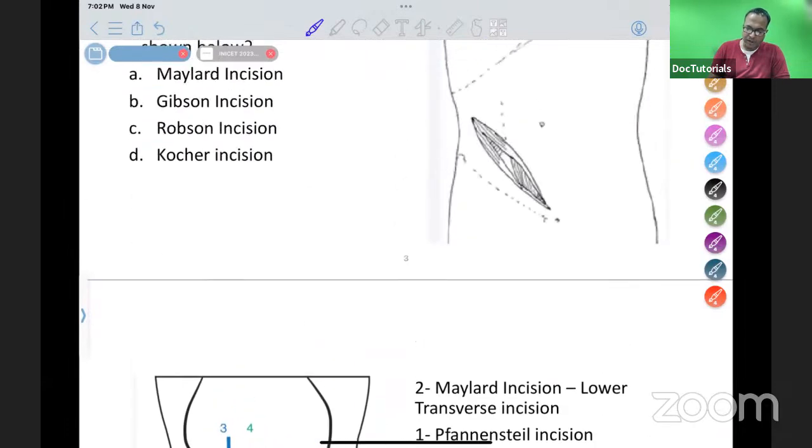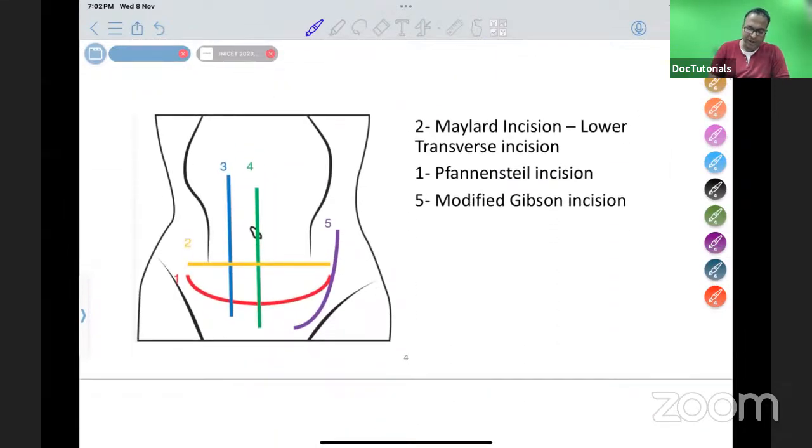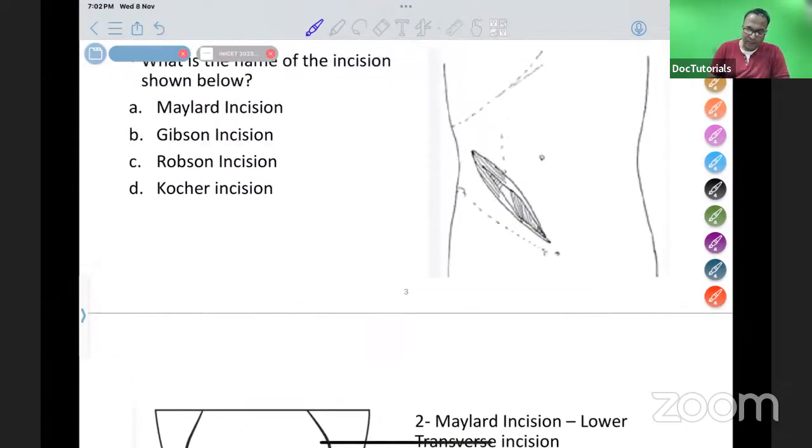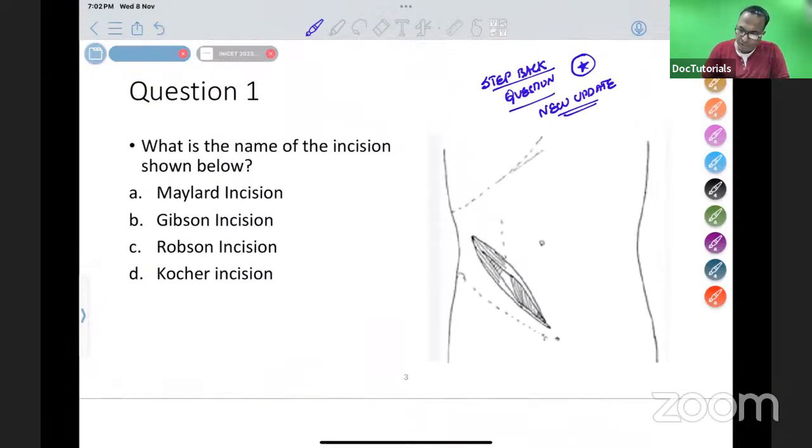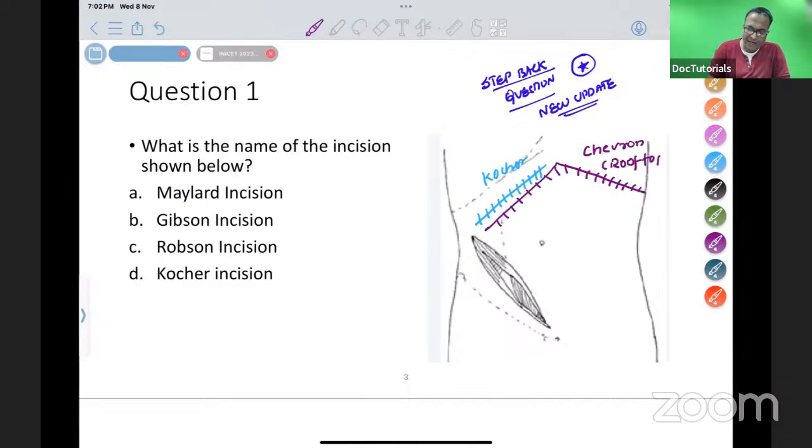Please remember, this is modified Gibson incision. So these are the various incisions we have in the abdomen. I hope all of you know this incision. This is a right subcostal incision known as Kocher's incision. All of you know that it is used for cholecystectomy. And when I extend this right subcostal to the left side, it is known as rooftop or bucket handle or chevron incision. Chevron or rooftop or bucket handle incision.